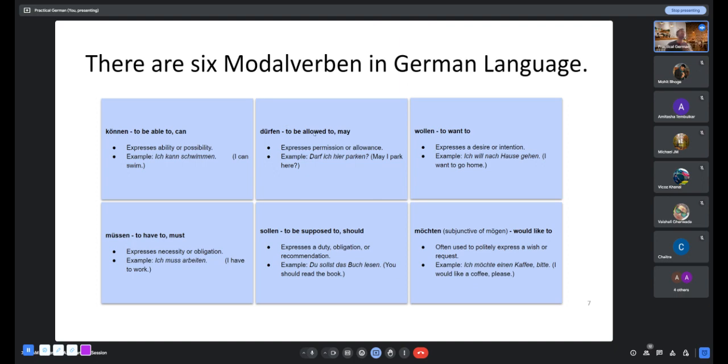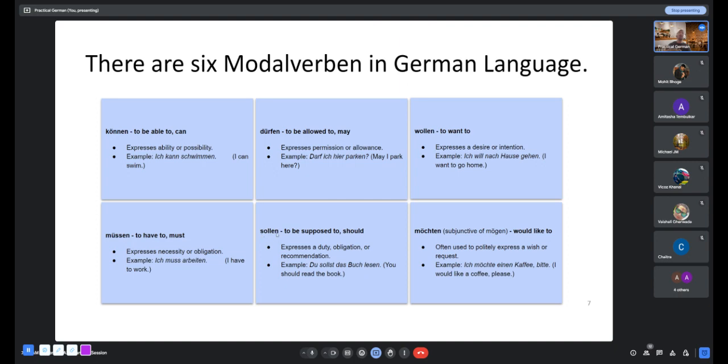If you work in an office, all offices have signs that say "Man darf hier nicht rauchen": one is not allowed to smoke in here. So dürfen is like allowed to, what you're allowed to do or not allowed to do. One example is "Darf ich hier parken?": may I park over here, am I allowed to park over here or not?